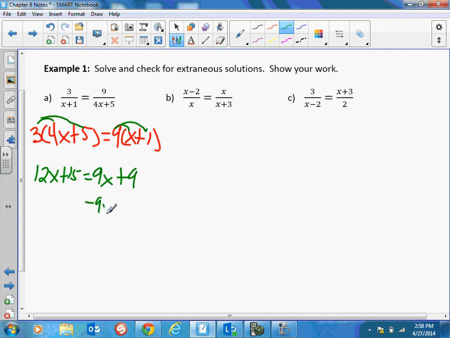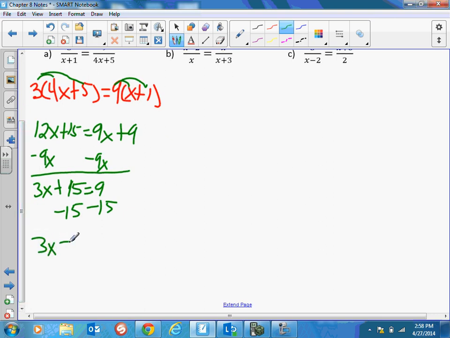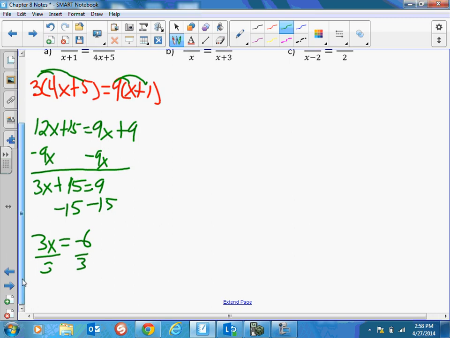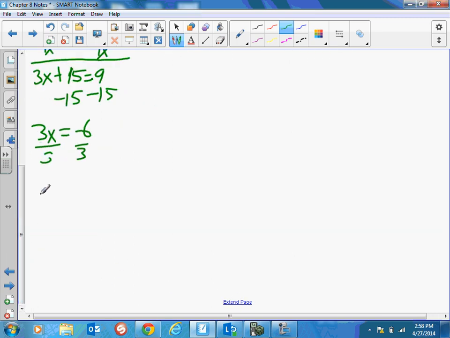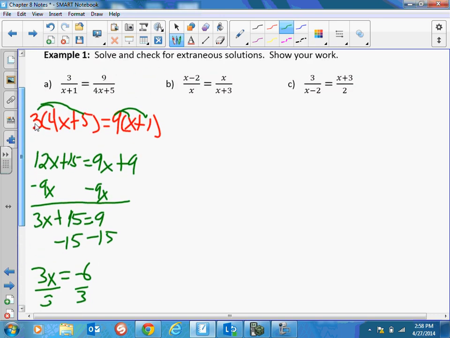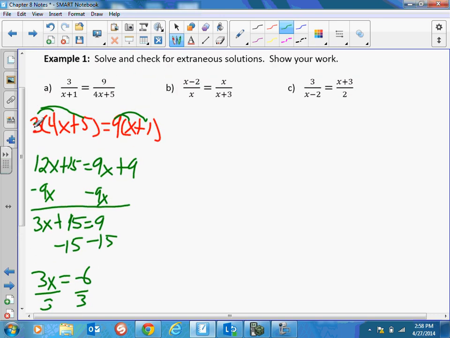Then I like to get my variables, or do variables first. So I subtract 9x. 12x minus 9x is 3x plus 15 equals 9. Subtract 15 from both sides, and you have 3x equals negative 6. Divide by 3, divide by 3, and x equals negative 2. You can always plug that back in and check it, but it should work.